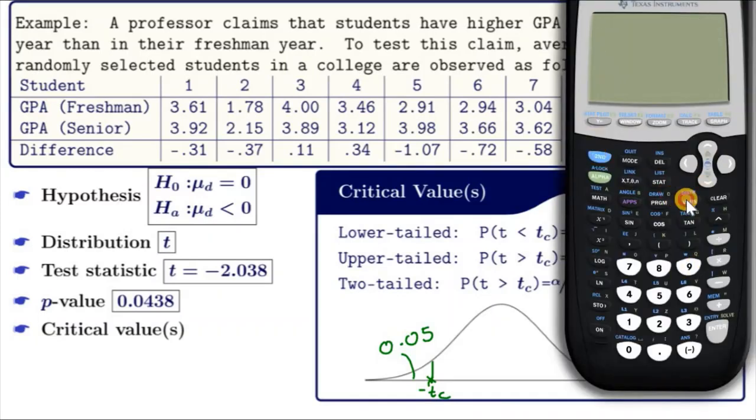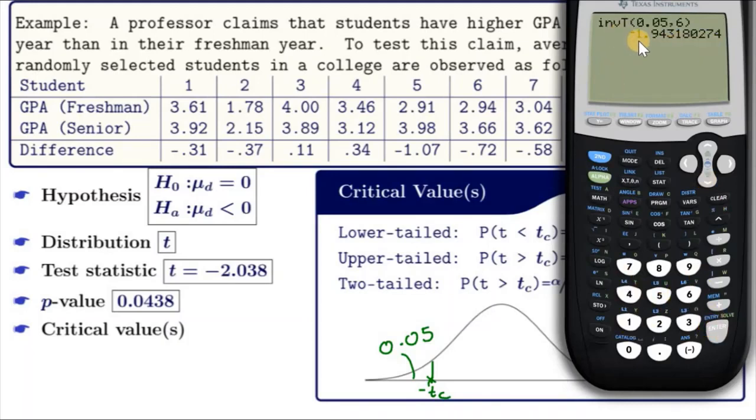So go to second distribution, then we'll be using inverse t function, which is number 4, then hit enter. So the calculator takes area to the left, and if we are trying to find this point here, the area to the left from this point is 0.05. So let's enter that 0.05. And our degrees of freedom is n minus 1. Our n in this case is 7, so 7 minus 1 is 6, then hit enter.